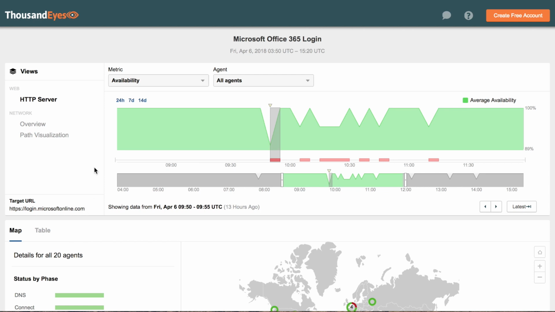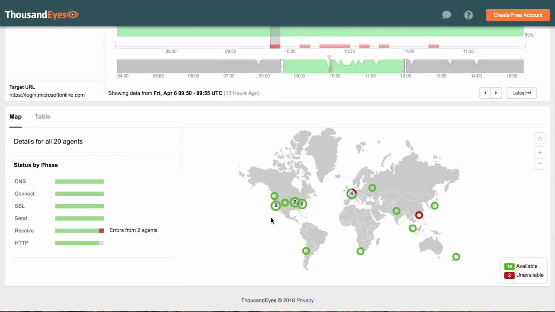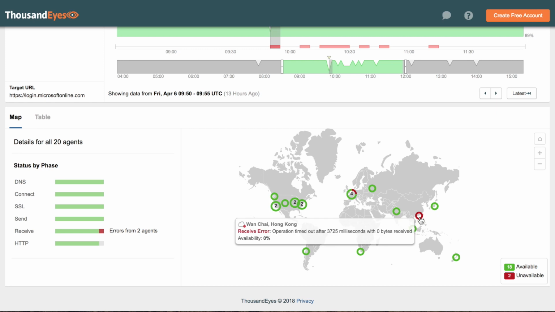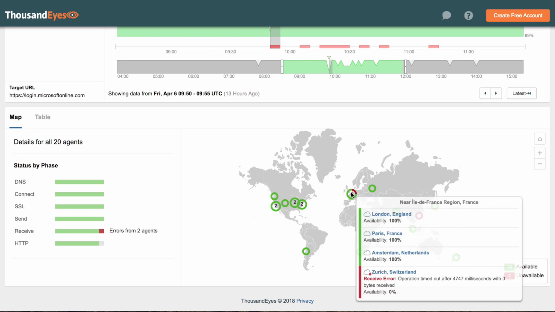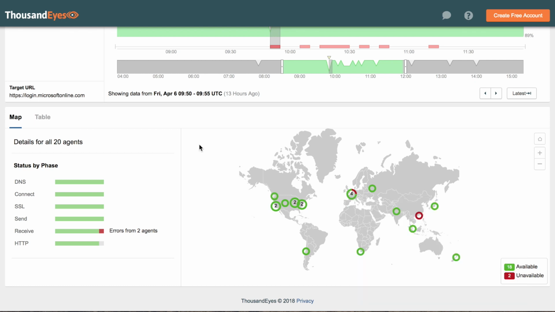And as we can see here on this timeline, there are availability errors roughly corresponding with the time period of the outage. This map view shows us where the errors are coming from. And we're seeing a few errors coming from Hong Kong and then parts of Europe as well. And this corresponds with the news reports we were getting around the field.